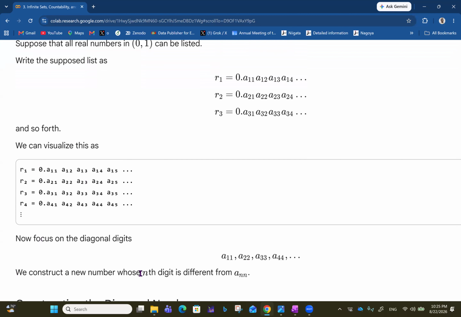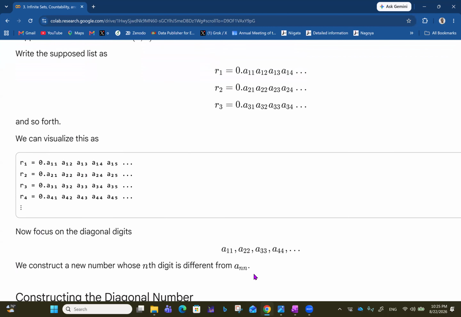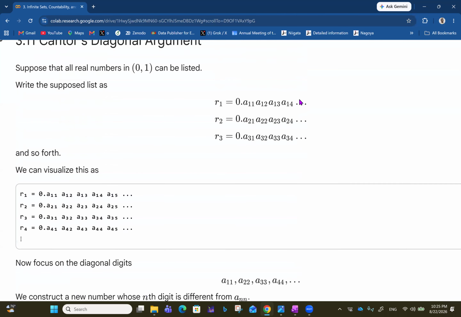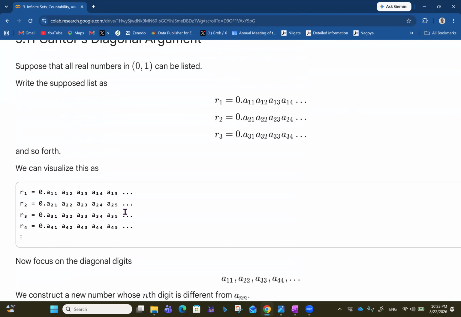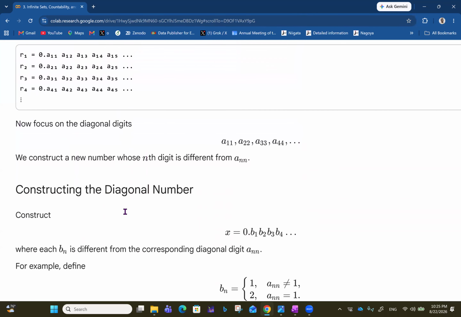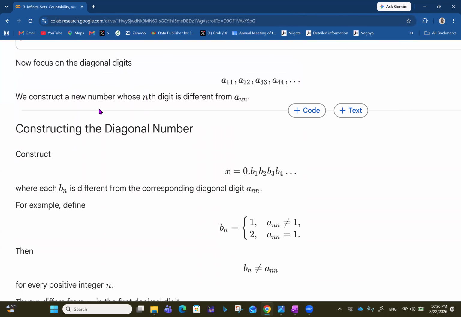We construct a new number whose nth digit is different from A_nn. So constructing the diagonal number, we construct x to be 0 point b1, b2, b3, b4, and so on. Everything we've been doing here has been 0 point something, because we are talking about 0 to 1. So now focus on the diagonal digits like that. We construct x equal to 0 point b1, b2, b3, b4, where each bn is different from the corresponding diagonal digit A_nn.